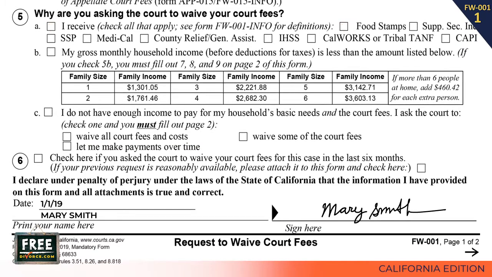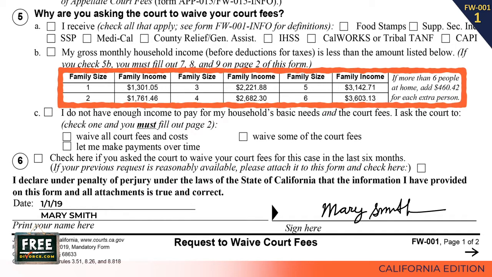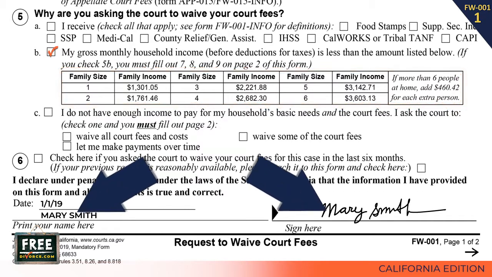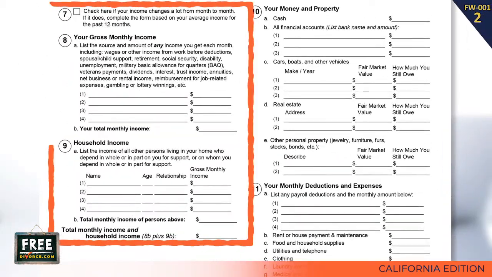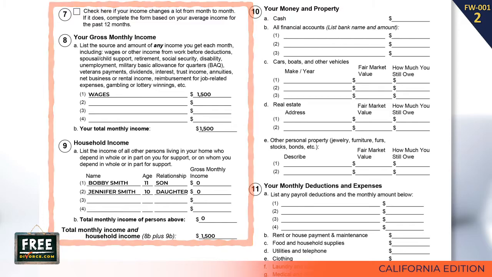If you do not receive benefits from any of the listed public assistance programs, look at the income chart in section 5B. If your household income before taxes is below the amount in the chart for your size family, check box 5B. Then date and sign the form at the bottom. Then complete only sections number 7, 8, and 9 on page 2. After you have completed sections 7, 8, and 9 on page 2, you're done.